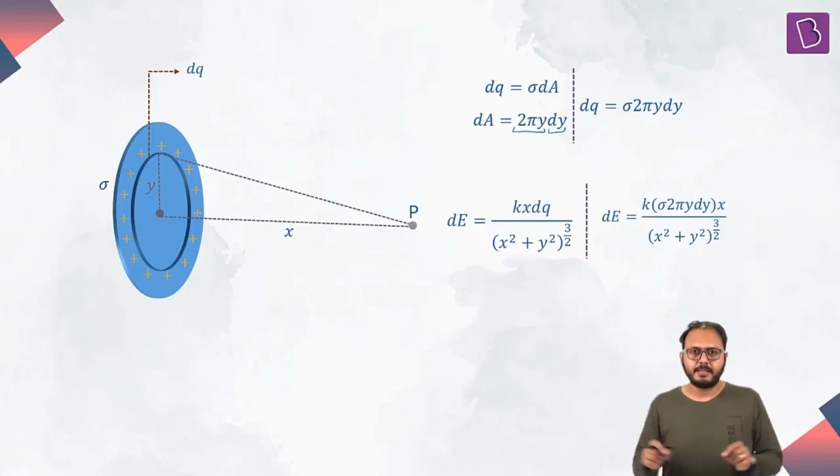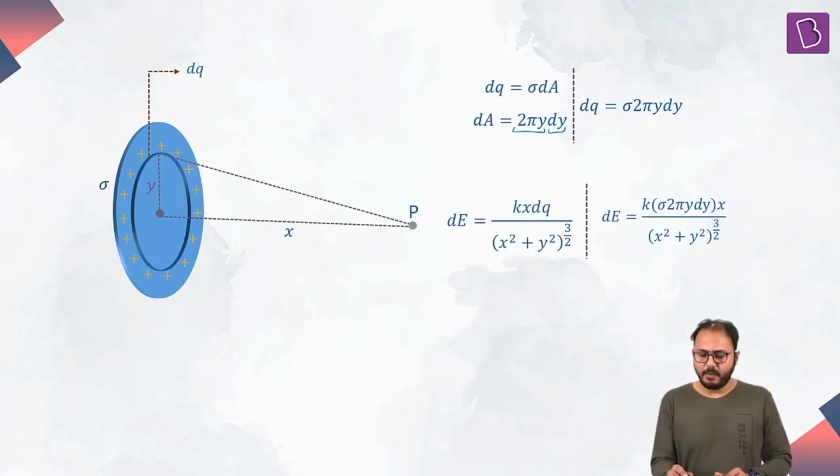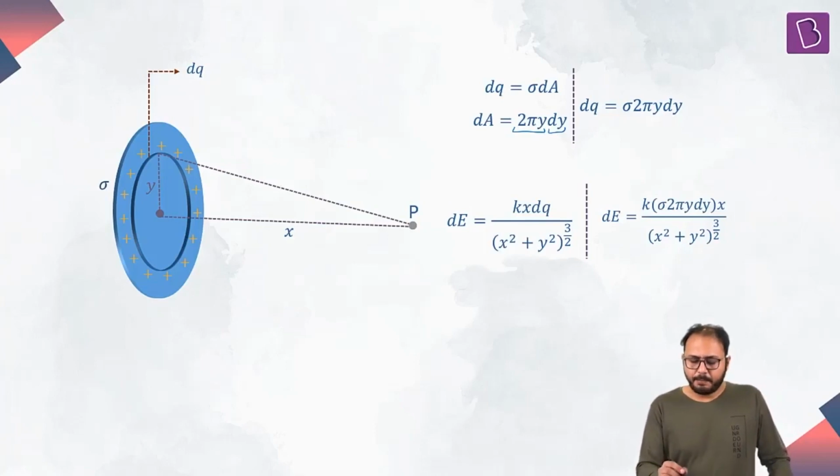If you have a belt, the shaded part area is nothing but bigger area minus smaller area, obviously. But if you want a quick fix for that, it's nothing but the circumference into thickness. 2 pi y is the circumference, multiplied by thickness dy. All right, so if I put this value, my dq expression is sigma times 2 pi y dy. Agreed?